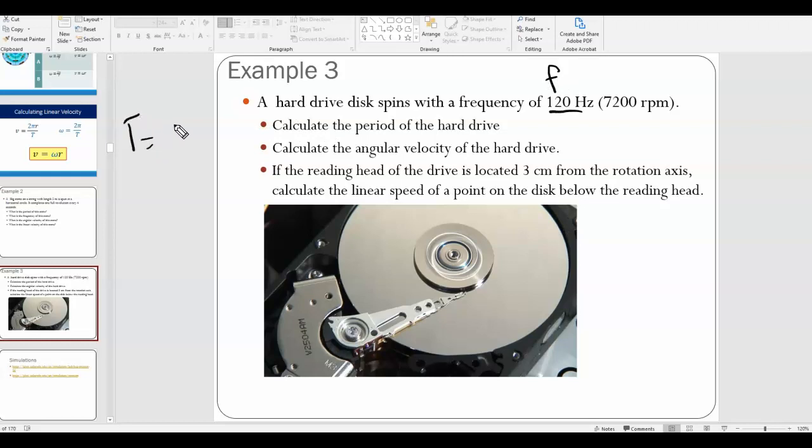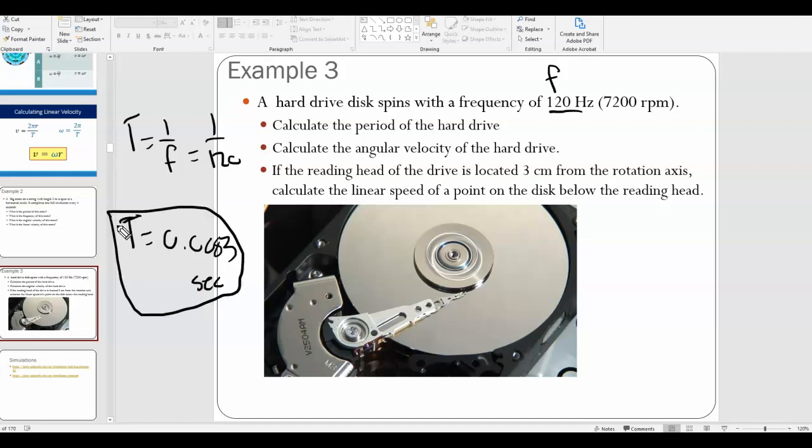Period is 1 divided by frequency, and so that's an easy calculation to do. 1 divided by 120. So in my calculator I do 1 divided by 120. That's 0.0083 seconds. That's actually the period we had a few examples back.